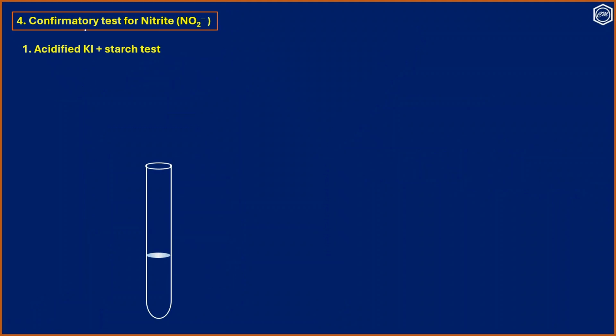There are 2 confirmatory tests for nitrite anion. One is the acidified potassium iodide plus starch test that we have already discussed. The second one is the sulfanilic acid test. It is also called the sulfanilic acid 1-naphthylamine reagent test or Griess-Ilosvay test.